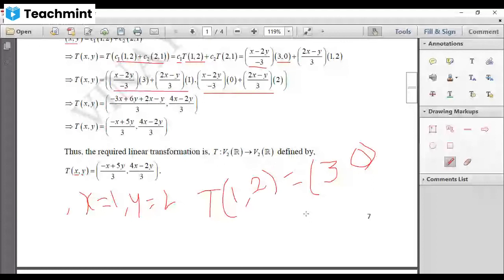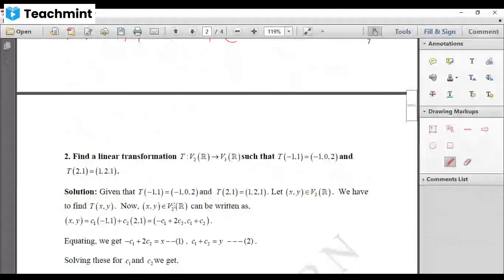Now let us see one more problem. Find a linear transformation T from V2R to V3R such that image of (-1, 1) is (-1, 0, 2), and image of (2, 1) is (1, 2, 1). Now here your domain is R2, that is the set of all ordered pairs of the form X, Y, and your codomain is the set of all ordered triplets. That means you're mapping the ordered pairs to ordered triplets.